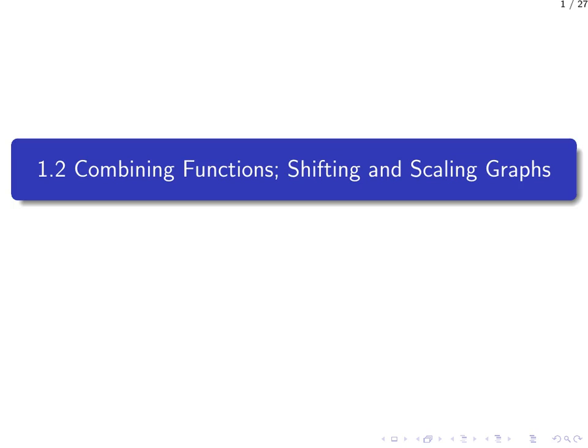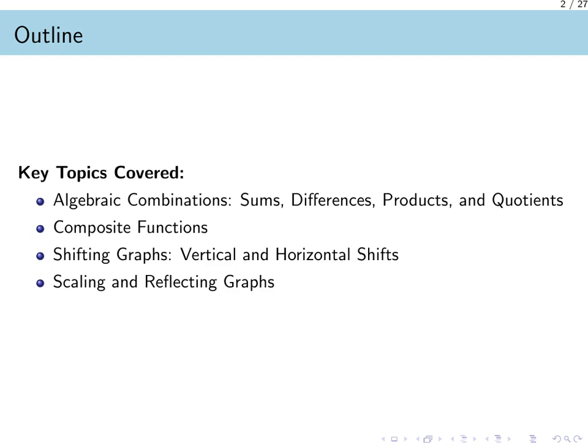1.2. Combining functions, shifting and scaling graphs. The outline of this video is as follows. We will discuss three main ways to work with functions. First, we will explore composite functions, which is a method for building a new function by plugging one function into another. This is a fundamental technique for modeling multi-step processes.